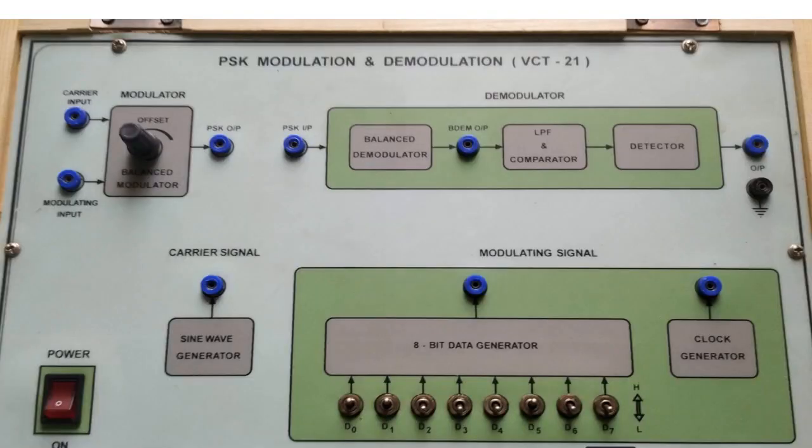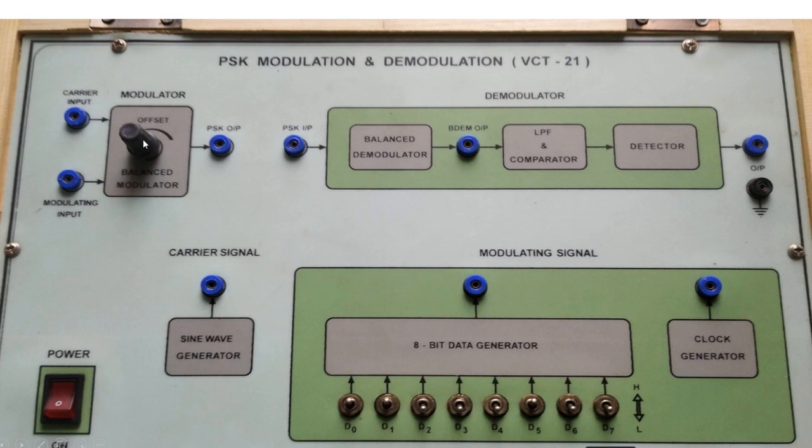Okay, so now in the kit you can see the front panel of the PSK modulation and demodulation. There are two types of input. These are the modulating signal: you can connect the desired 8-bit combination or an alternate 1-0 combination using this clock generator. The second input is the carrier input, which is the sine wave generator. One of the inputs, either this or this, will be connected to the modulating input of the modulator.